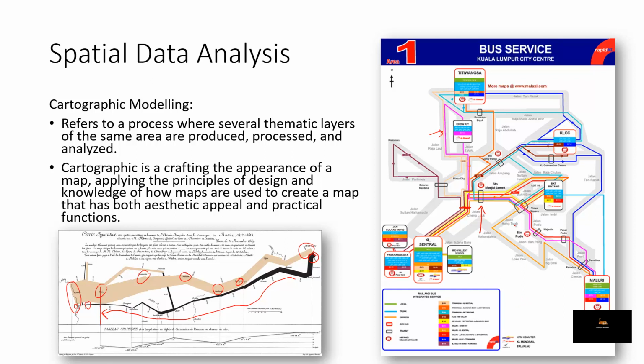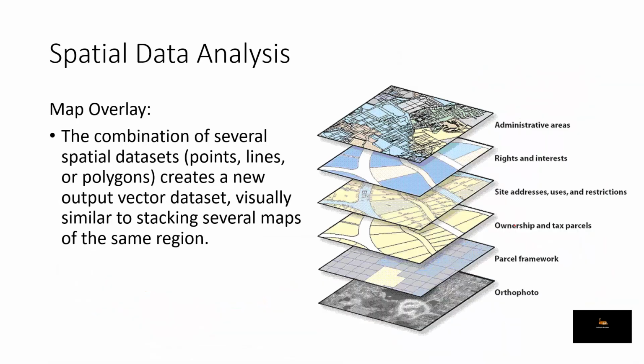Okay, in geographic representation the scale is not important in these terms. Okay. Next is the map overlay, which is the combination of several spatial data sets, points, lines, and polygons, which creates a new output vector data set, visually similar to stacking several maps of the same region.